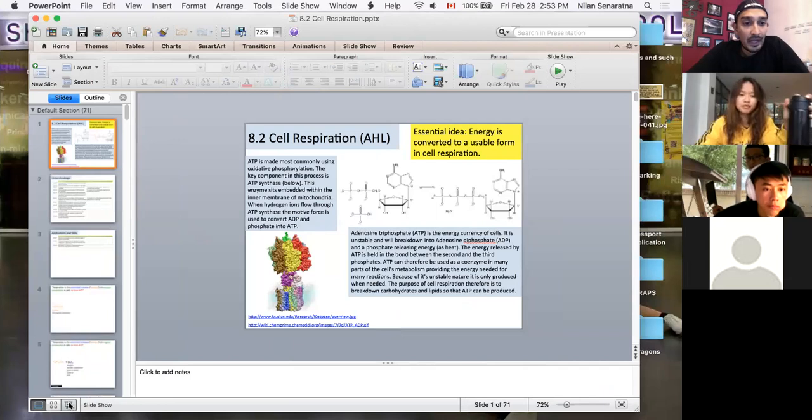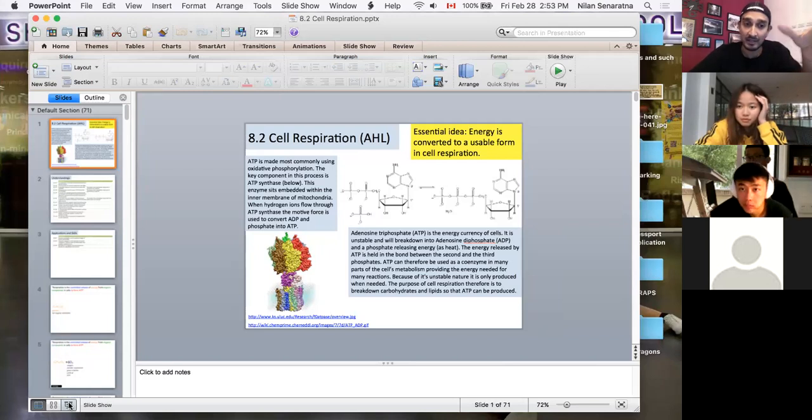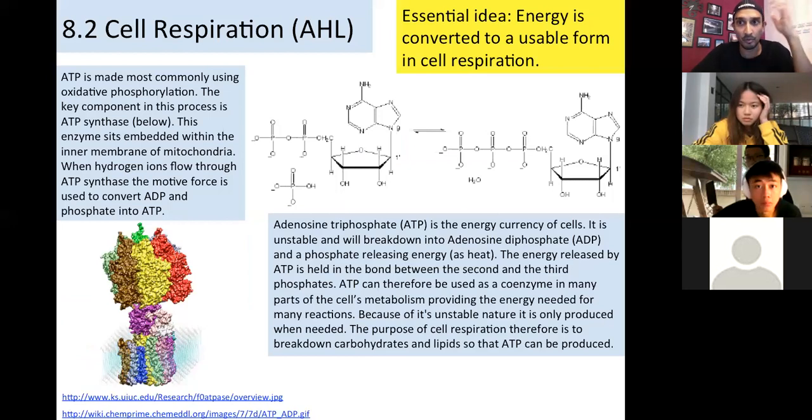I will spend quite a bit of time drawing. So if you want to have the PPT on the side, that might be helpful as we're going through, because for me it's tough to switch between iPad and PowerPoint, but you can have both open at the same time.